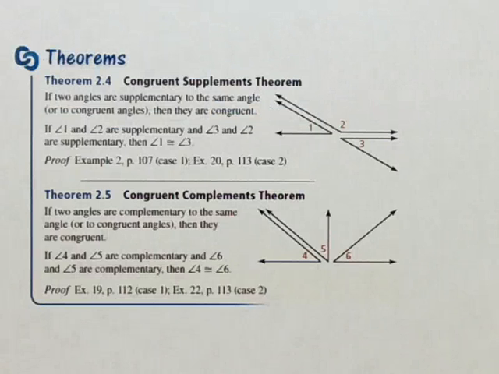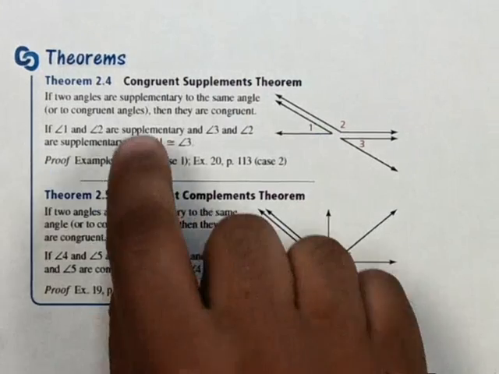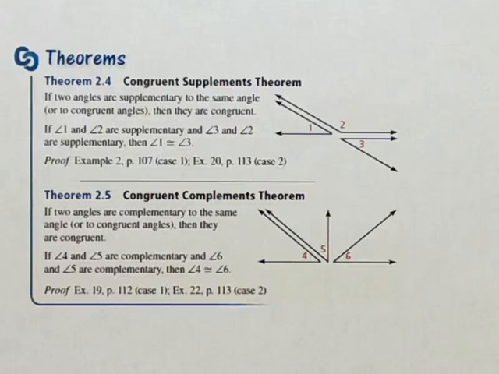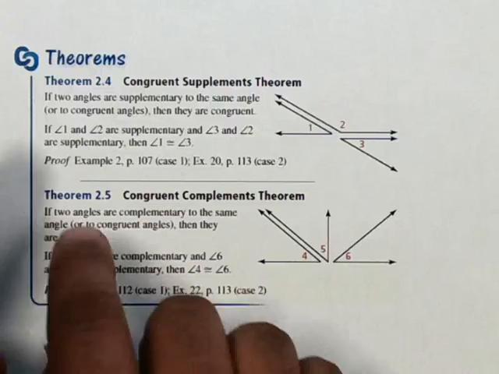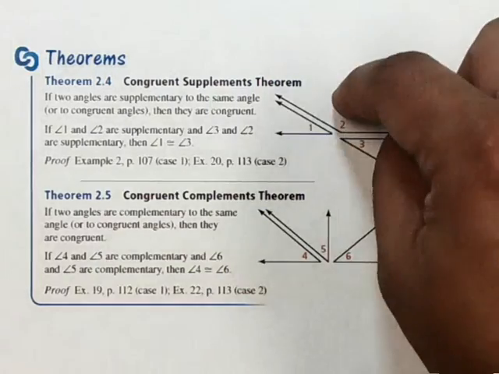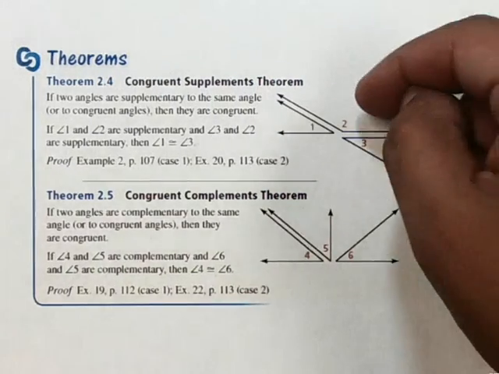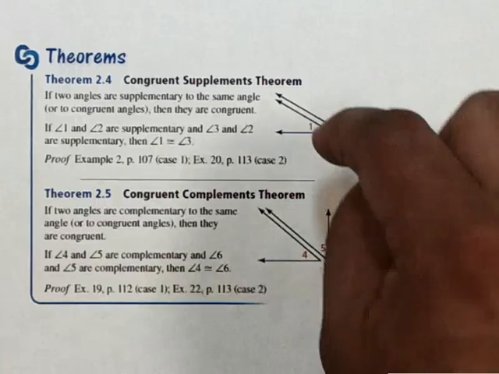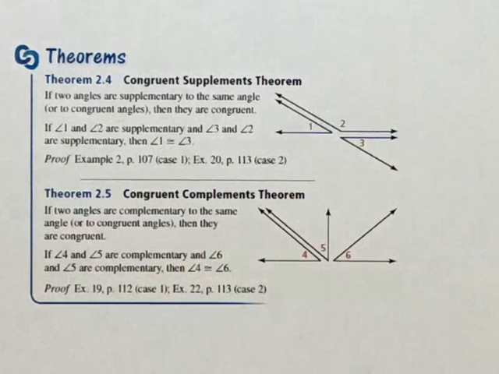All right, we've got 2 more theorems that we're going to add into our toolbox that we can use in our reasons when we're doing these kinds of proofs. The first one is the congruent supplements theorem. That just means that if you know that angle 1 is supplementary to angle 2, and you know 2 and 3 are supplementary, then that means 1 and 3 have to be congruent, because they're going to add up to the same numbers.